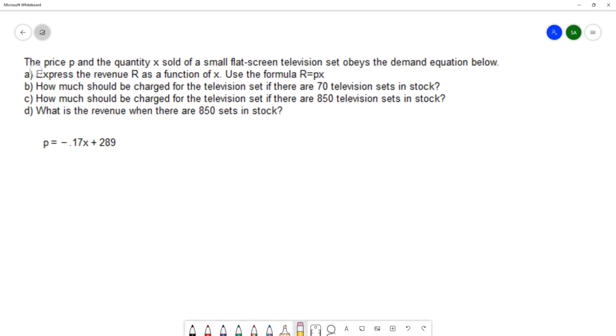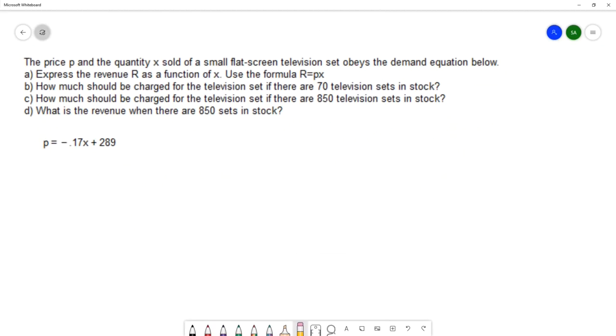In this question, it says the price P and the quantity X sold of a small flat-screen television set obeys the demand equation below. Express the revenue R as a function of X. Use the formula R equals PX. How much should be charged for the television set if there are 70 television sets in stock? How much should be charged if there are 850 television sets in stock? And what is the revenue when there are 850 sets in stock?